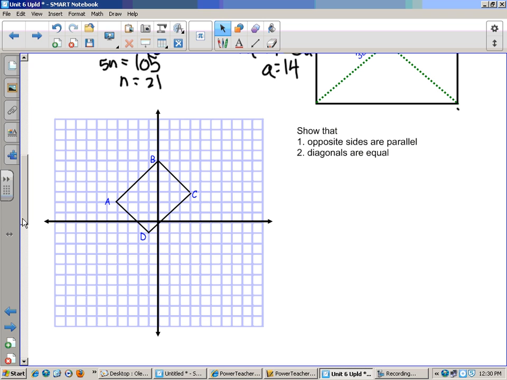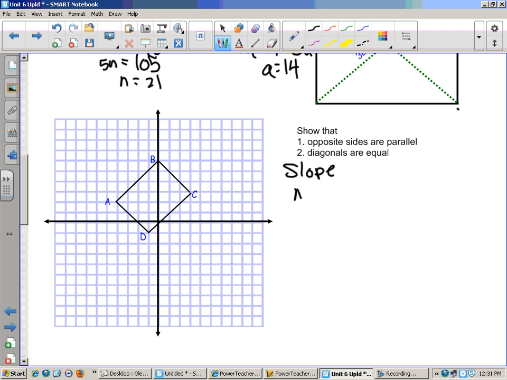Does anybody have an objection? Yeah. So I'm going to prove that the slope of AB and CD is the same, and the slope of AD and BC is the same. Remember, I'm doing this to prove that this shape is a parallelogram, because that's what I have to do first. Then I can prove it's a rectangle. But first I have to prove it's a parallelogram.